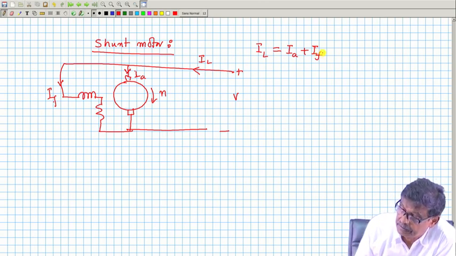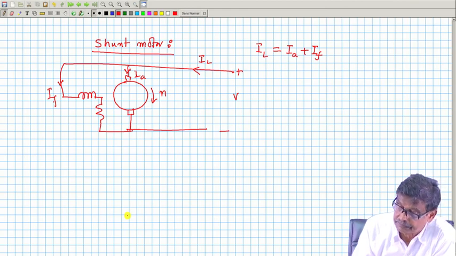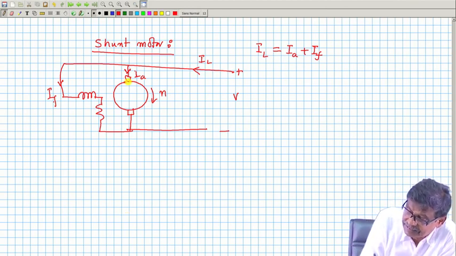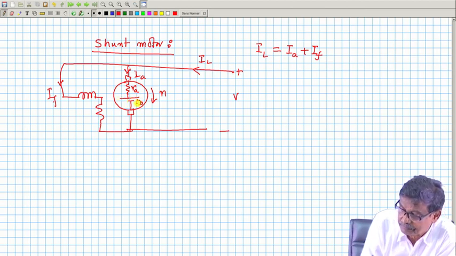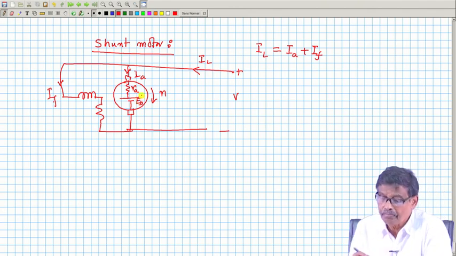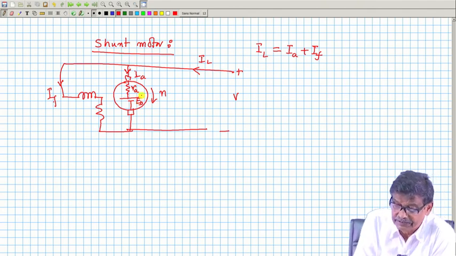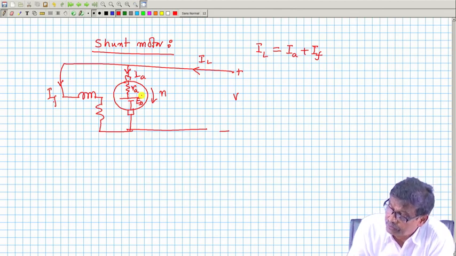This will be the load current. Okay. And what is there here? R A and back EMF. So, all the equations that I wrote there are valid.